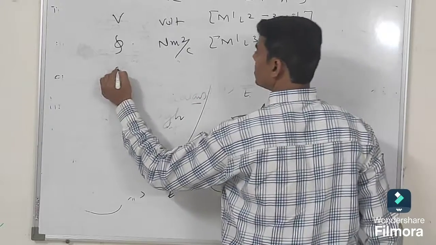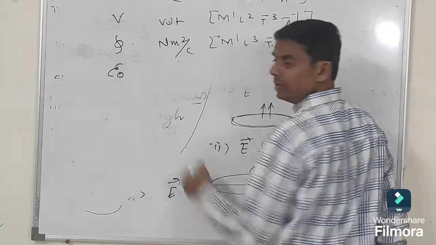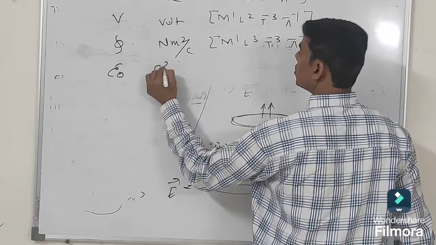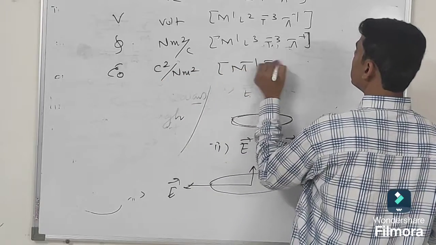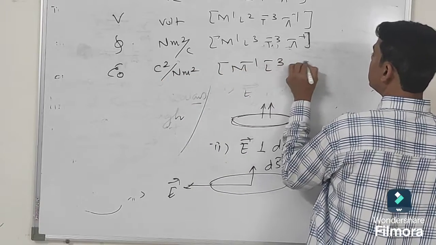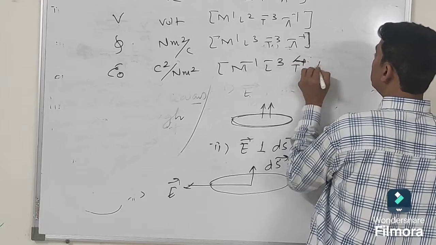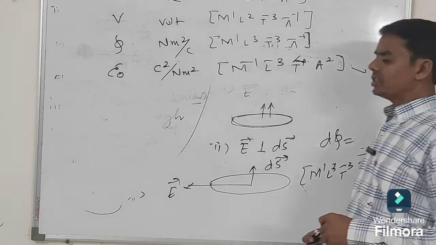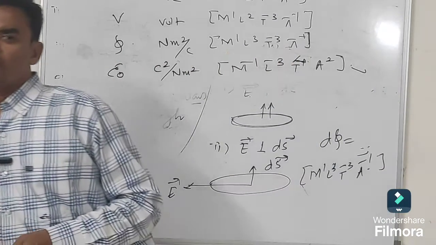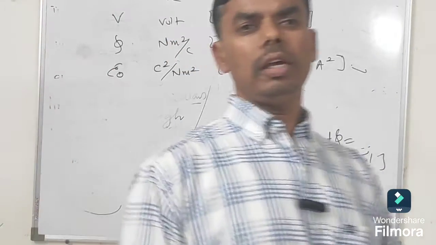And one more important quantity is the electric permittivity of free space. Its SI unit is coulomb square per Newton meter square and its dimensions are M-1 L-3 T4 A2. So go through this particular lecture 2 or 3 times, write the formulae 5 times. You will have a better command over the formulae.